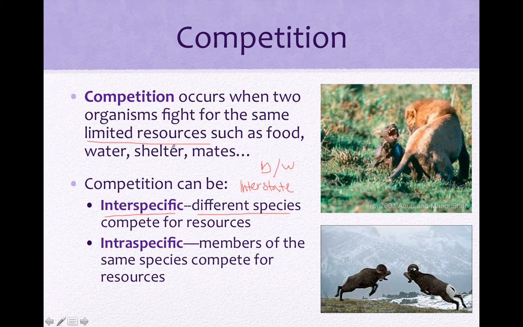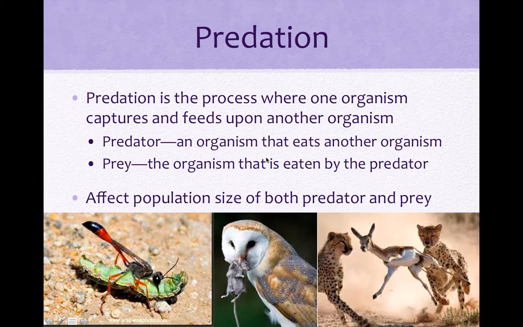So then we have intra-specific competition. Intra-specific competition is when members of the same species compete for resources. So we've got the same species competing for maybe a mate, whereas different species might compete, like this lioness and hyena might compete for territory. Those would be two good examples for it.